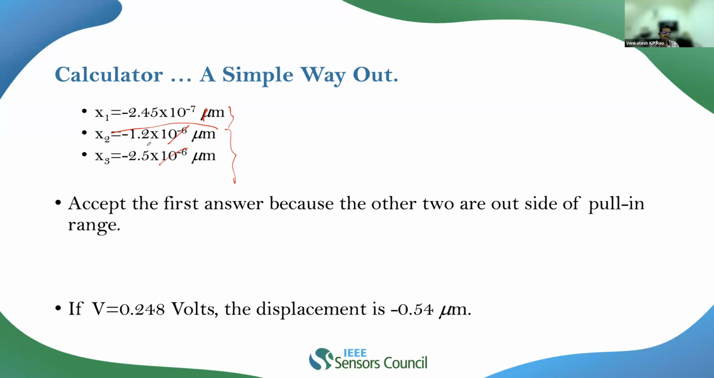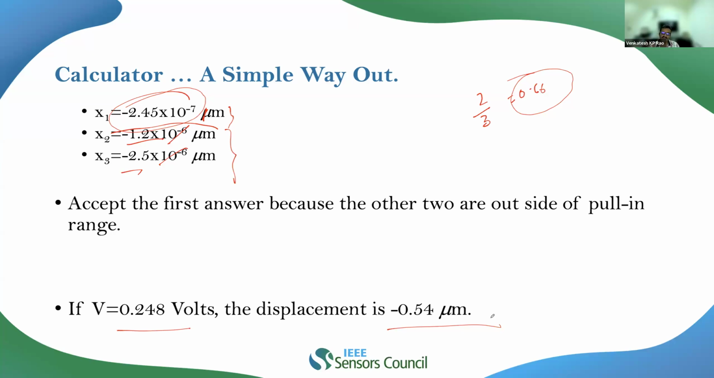And the other one, because 1.2 micrometers is also infeasible, because 2 by 3.66 is the maximum deformation one can get. One can't get 2.6 or 1.2 micrometer deformation, or 2.5 is also impossible. So the only possible solution is this, right? Also, if you apply around 2.24 volts, you can see that you will get around 0.54 micrometer.